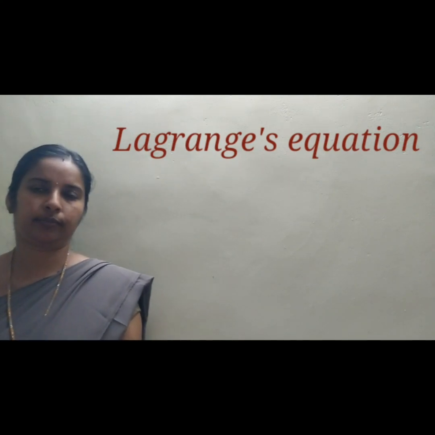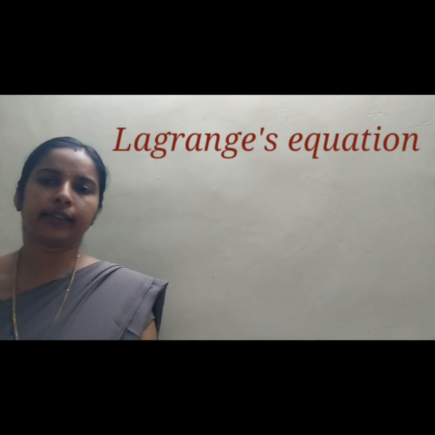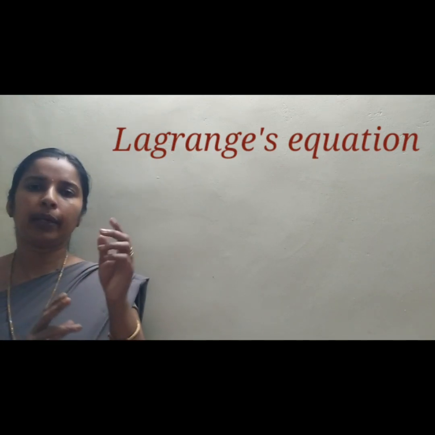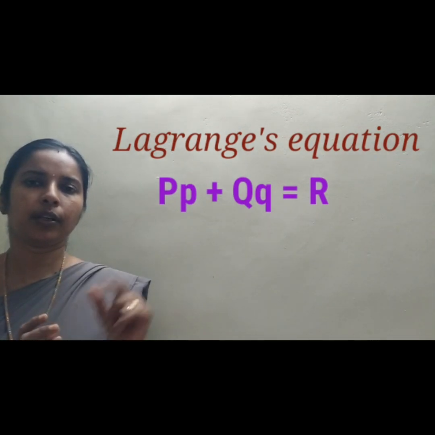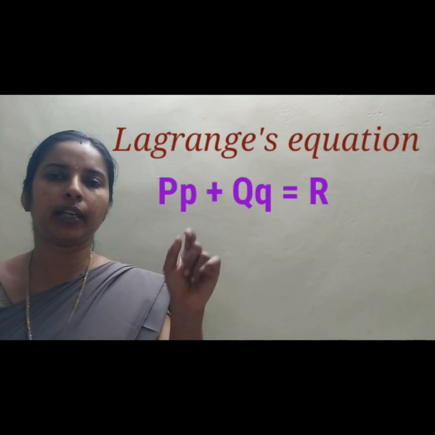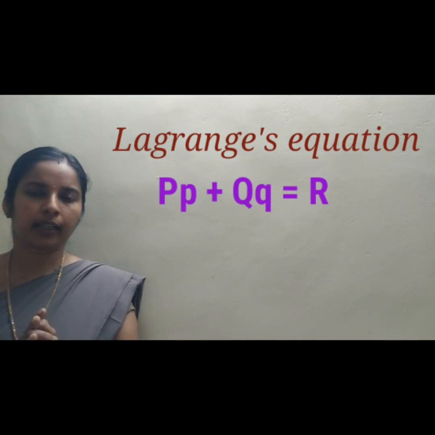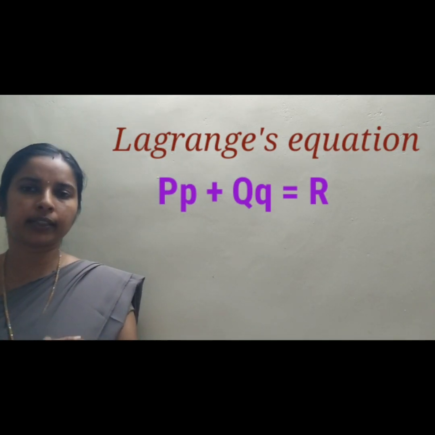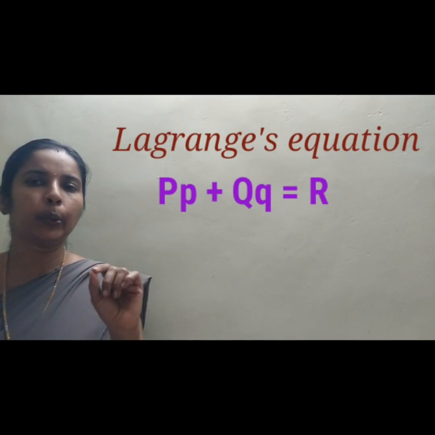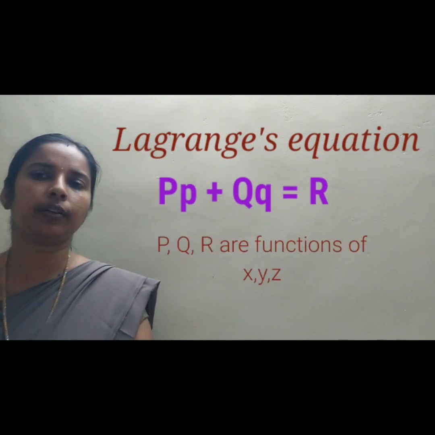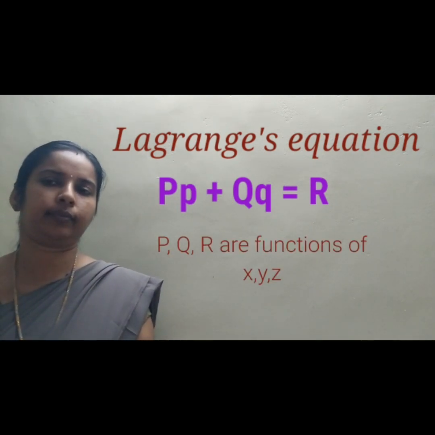Today I am going to discuss an important linear partial differential equation, which is Lagrange's equation, and its general form is Pp plus Qq equal to R. You are familiar with the notations small p and small q. Here small p is dou z by dou x, q is dou z by dou y. In this, capital letters P, Q and R are functions of x, y and z.